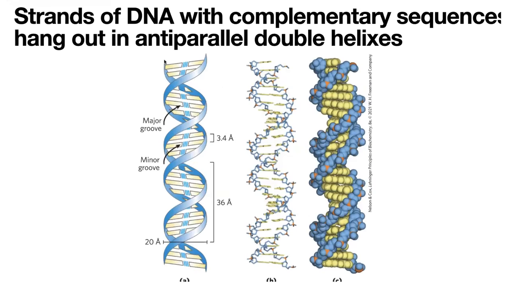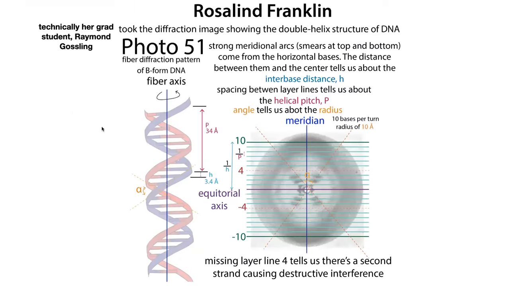So we have those anti-parallel strands of DNA, where the kind of order in which they glob together is going to be determined by having a complementary sequence. And then the globbing together is going to be driven by the hydrophobic effect and held together by that base stacking. How do we know about the structure of the double helix? Well, for that, we have to thank Rosalind Franklin and her grad student Raymond Gosling, who took the diffraction image showing the double helix structure of DNA.